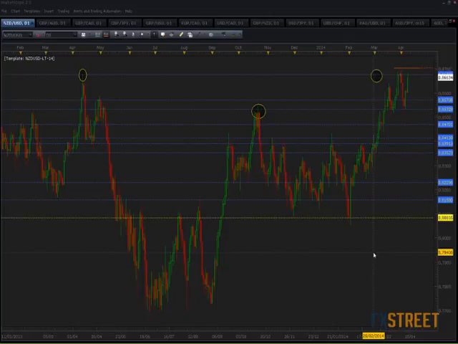Mixed signals right now with the euro and the dollar. So stay away from euro dollar a bit. Focus on the other pairs that look better, like the Kiwi and Aussie, Australian dollar.